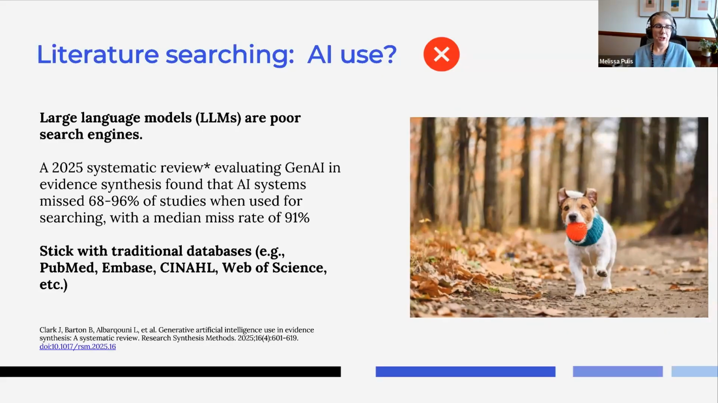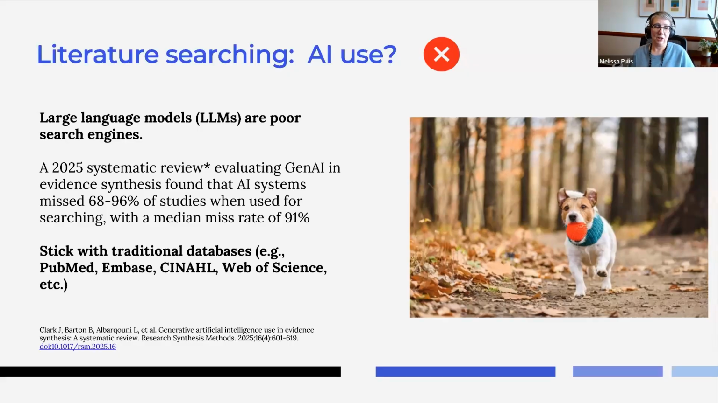Lots of research has shown that large language models are poor search engines. For example, a 2025 systematic review that evaluated Gen AI found that AI systems missed 68 to 96% of studies when used for searching, with a median miss rate of 91%. So I think that speaks for itself. This is not just one study, multiple studies support this.